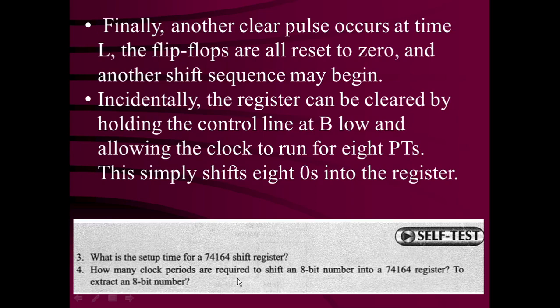How many clock periods are required to shift an 8-bit number into the 74164 register? Because it is an 8-bit shift register, 8 clock periods are required to shift in an 8-bit number. Depending upon the clock frequency, the period will vary. That way, 8 clock periods are required to shift the 8-bit number serially into this shift register.